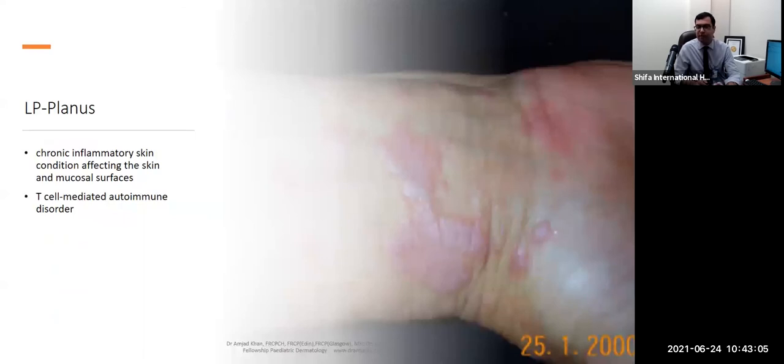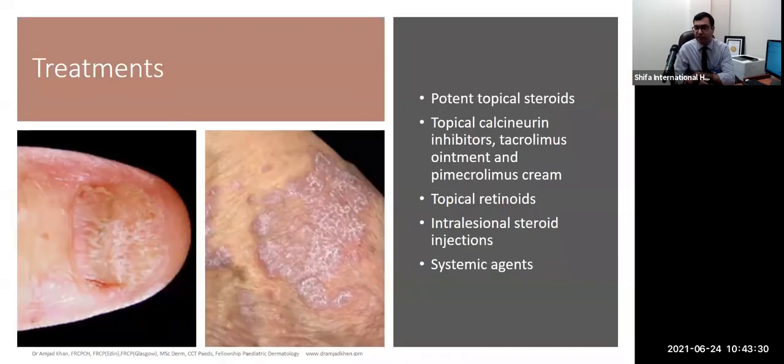Lichen planus, people easily confuse it with eczema when it's more on the dorsal aspect. It can be on the wrist area, polygonal raised papular eruption with white striae on the top. Mucosal involvement, always ask for mucosal and genital involvement. It's a T-cell mediated autoimmune disorder. Nails are also involved in this.